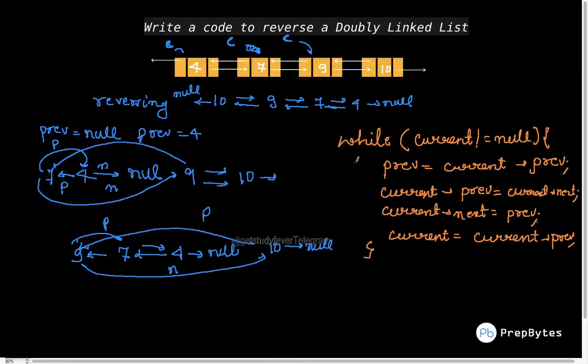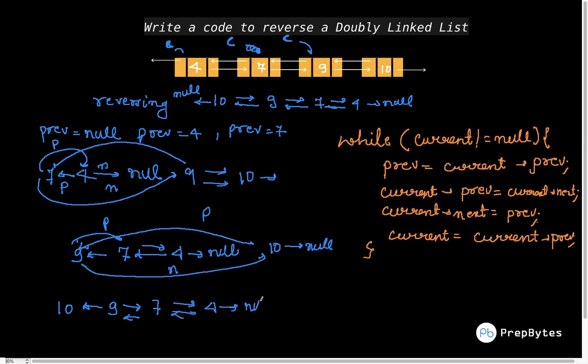Again, prev is equal to current's prev. Current is 9, its prev is 7, so my prev becomes 7. After this, current prev equal to current next. The next of 9 is 10, so the prev of 9 is 10. Current next equal to prev, so the next of 9 is 7, and this was already the link over there.